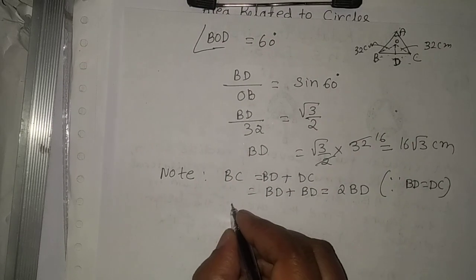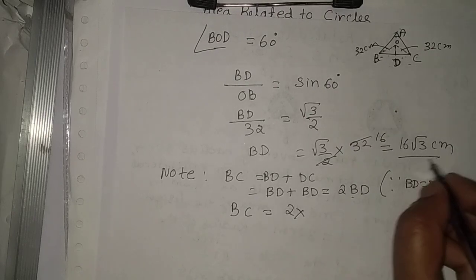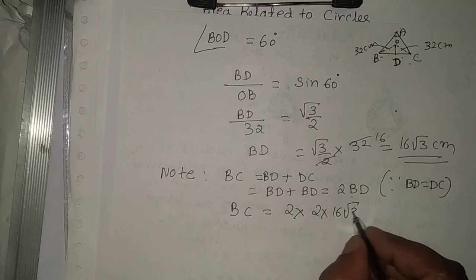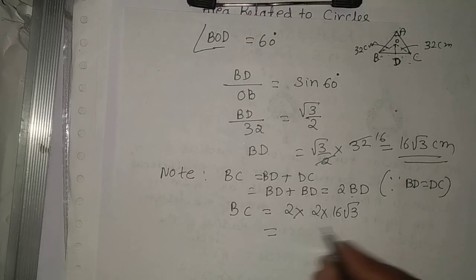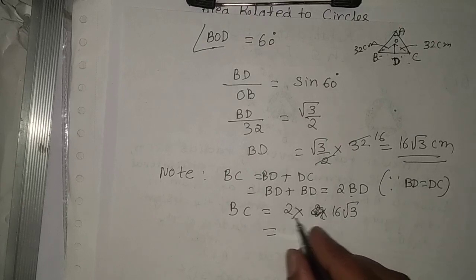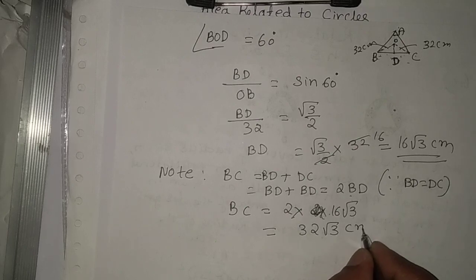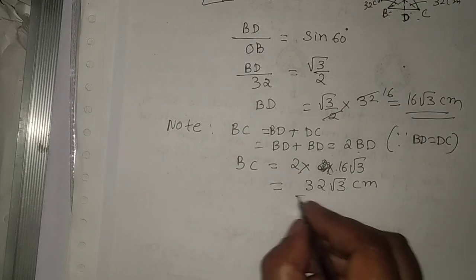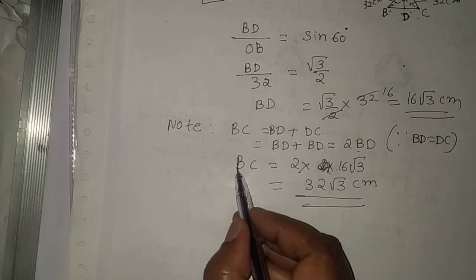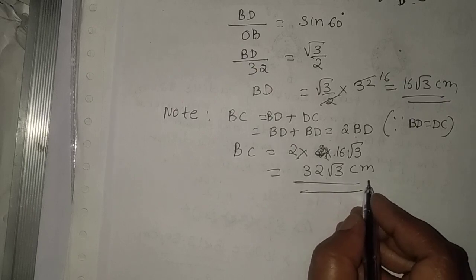After this we'll write BC is equal to 2 into, we'll substitute BD here, we calculated 2 into 16 root 3, which is equal to 16 into 2 is 32 root 3 centimeters. So we found out BC here. So this is 32 root 3 centimeters.